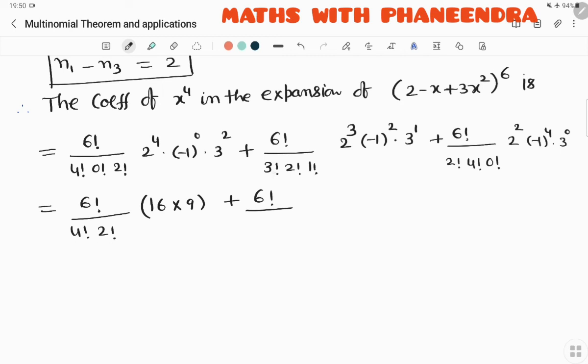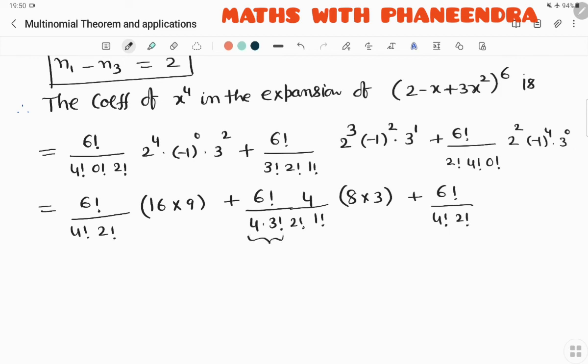So here 3 factorial is there now, so multiplying and dividing by 4. So 4 factorial, sorry, not 4 only. After that, 4 into 3 factorial into 2 factorial into 1 factorial is there, of course. 2 power 3 is 8. Minus 1 whole square is plus 1. 3 power 1 is 3, so 8 into 3. Plus 6 factorial by 4 factorial, 0 factorial is 1, 4 factorial into 2 factorial. In the next step, 4 into 3 factorial.